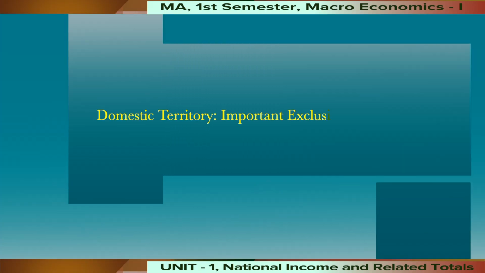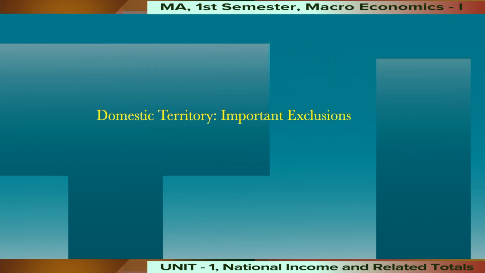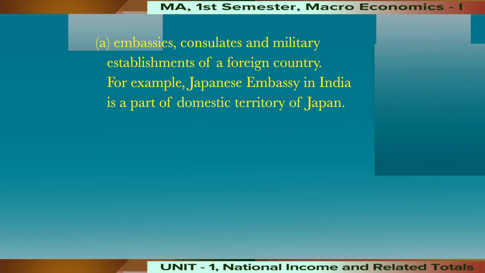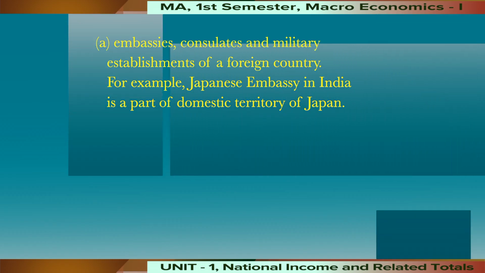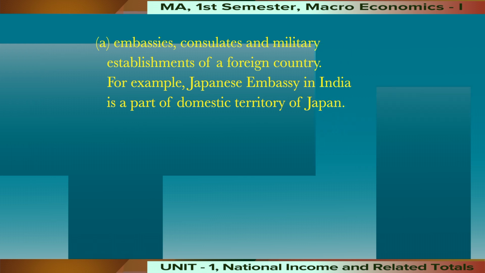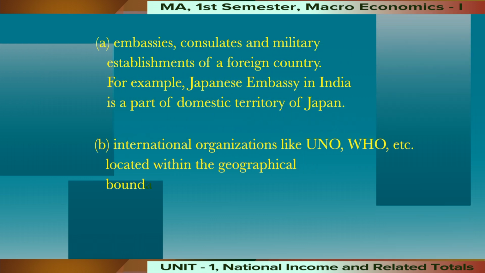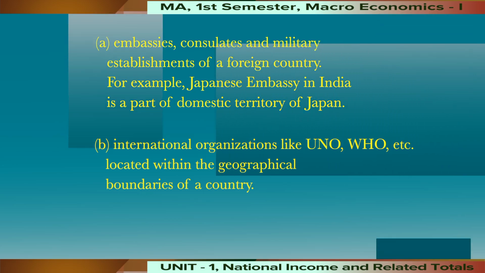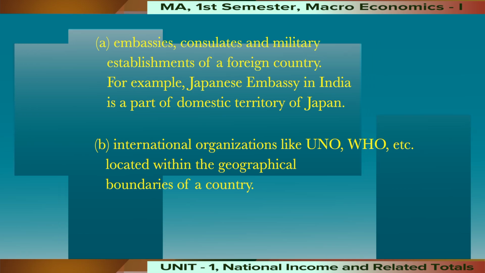Now, important exclusions from the term domestic territory are, first, embassies, consulates, and military establishments of a foreign country. For example, Japan's embassy in India is a part of the domestic territory of Japan. Second, international organizations like UNO, WHO, etc. located within the geographical boundaries of a country. Interestingly, according to the United Nations, economic territory or domestic territory is the geographical territory administered by a government within which persons, goods, and capital circulate freely.